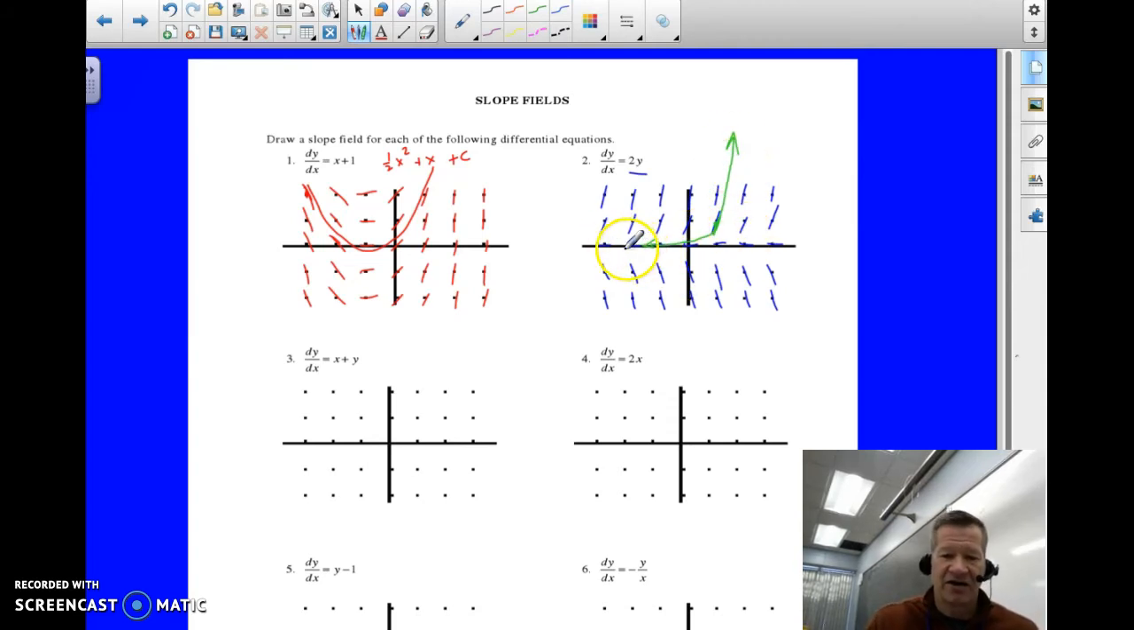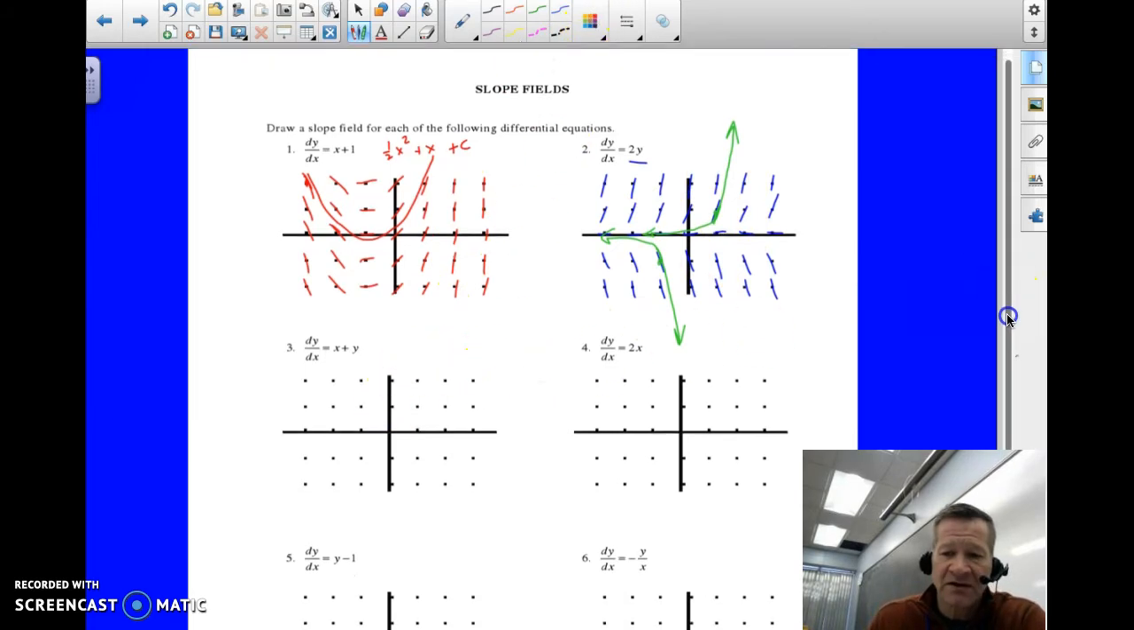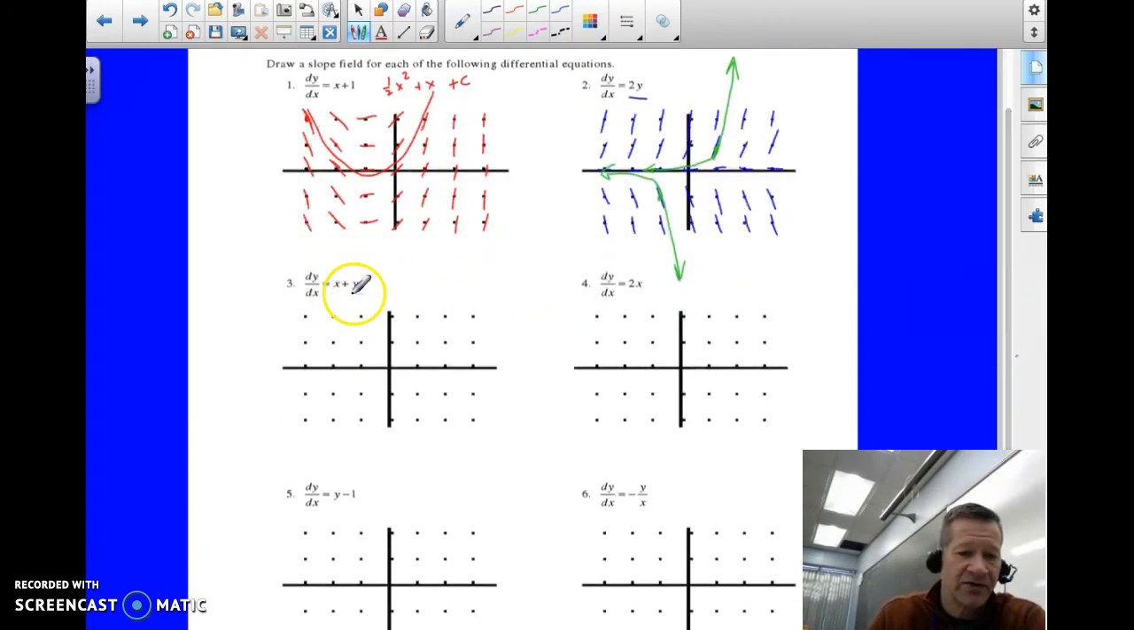Okay, if I had drawn it down here, say through this point, now it approaches an asymptote this way and gets steeper as we go down that way. So depending on where you draw it, you have different looking solution curves. Let's look at one where x and y are both involved.